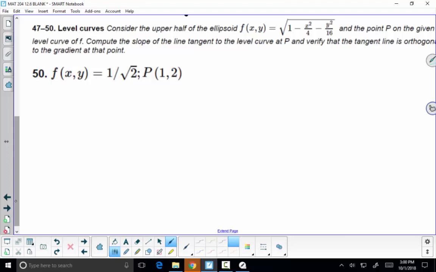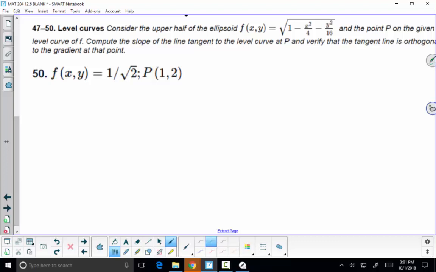That sounds good. Okay, and the point on the given level curve of f. All right, so here's the level curve for f. Compute the slope of the tangent line to the level curve and verify that the tangent line is orthogonal to the gradient. So let's try again. We're going to look at the curve in the xy plane and find its slope. And then we're going to find the gradient, which is a vector, and figure out the slope of the gradient, if you will.